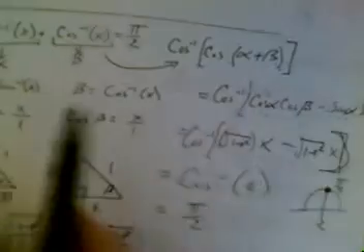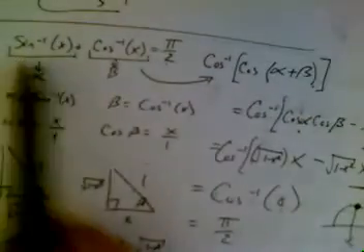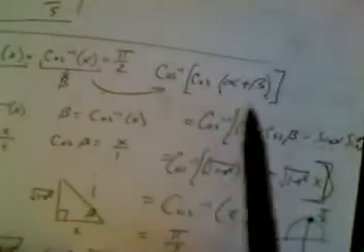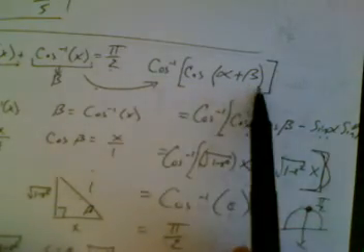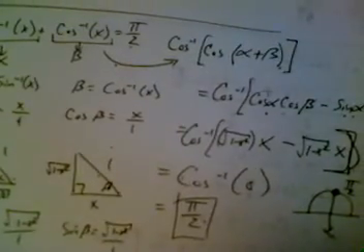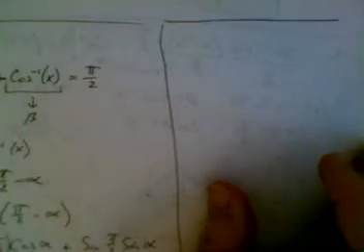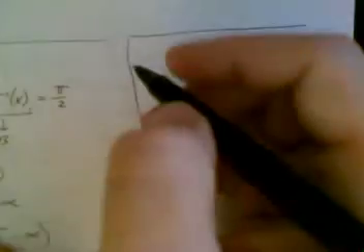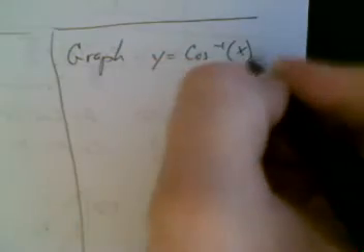So by some fancy manipulation, this thing right here, cosine inverse of cosine of alpha plus beta, is really pi over 2. Okay, that completes problem 14a. We are now going to look at the graph problem, and the graph problem I will do right here. It is very, very simple. The problem asks you to graph the function y equals cosine inverse of x plus 1.